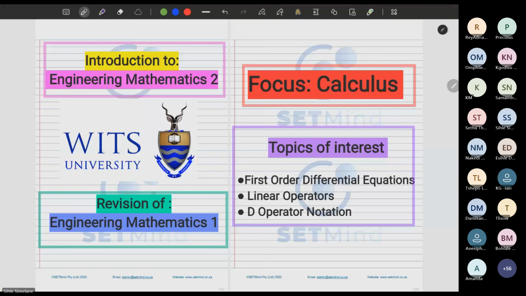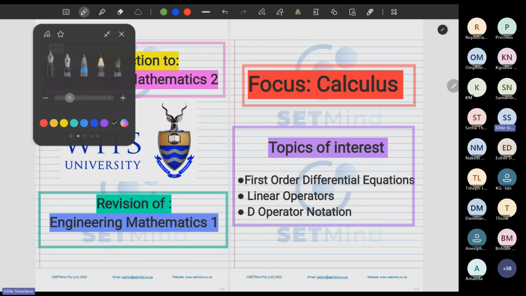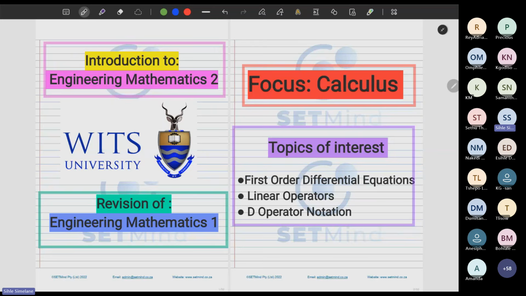Okay. So in this session, guys, we'll be looking at a brief overview of what you were supposed to take away from your Maths 1, especially to start the first chapter of your Maths 2. And then we'll also look at an introduction to some concepts related to Maths 2. And as communicated, today we'll be focusing on calculus. So we'll focus on 3 topics.